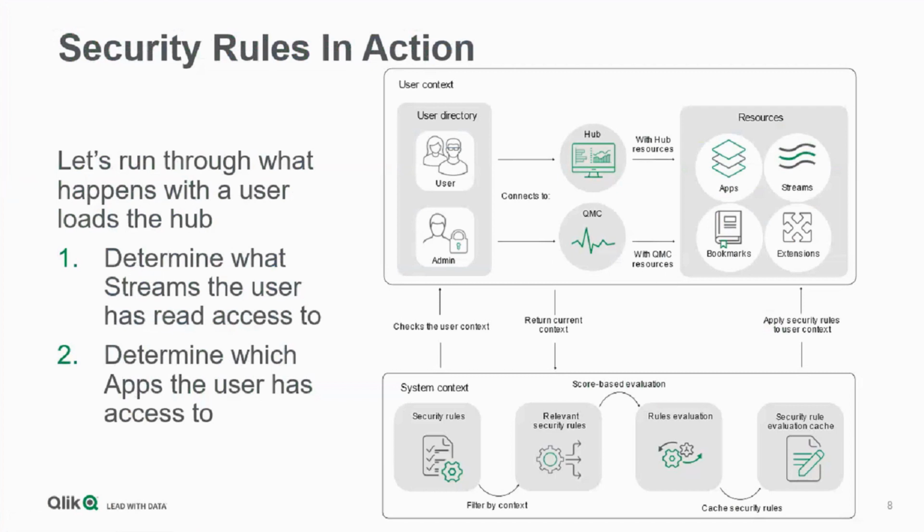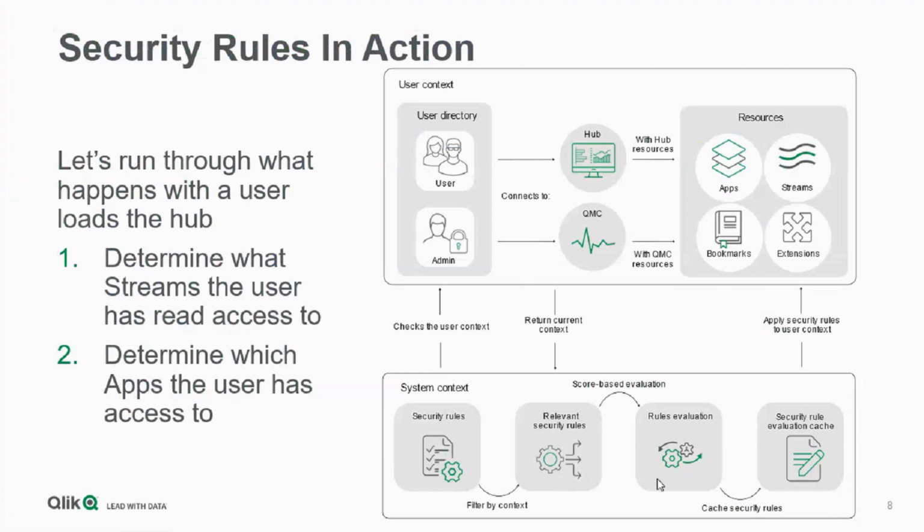All right, so when a user loads the hub, what's happening? So first we need the user context. So we're loading the hub, it's the hub context. We need the resources, we're loading apps and streams. So those are the things that are being passed through to the repository. The repository knows it's dealing with the user, it's dealing with the hub, it's dealing with apps and streams. It uses that to filter all of the relevant security rules down to just that context. Apps, streams, hub, user 1 and or user 2.